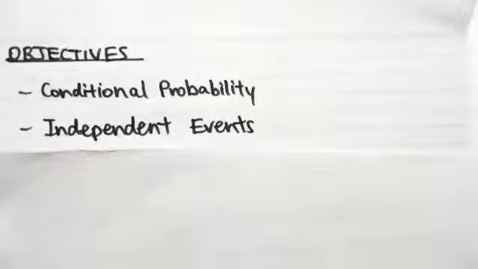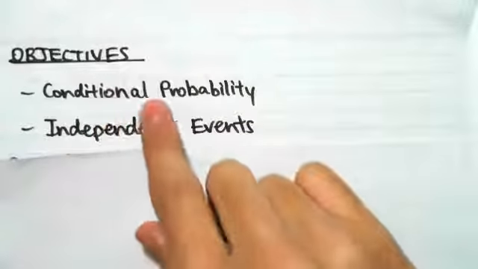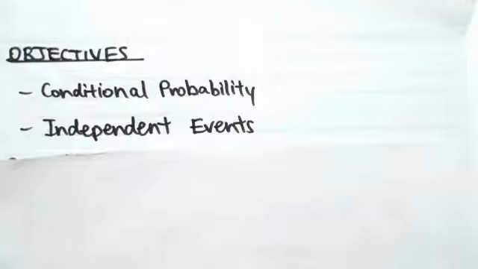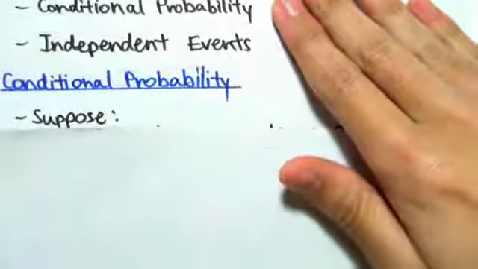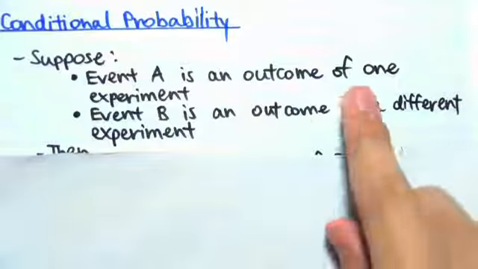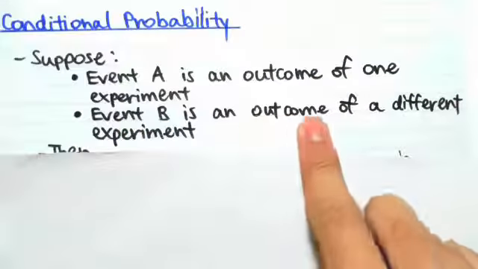Hey guys, the objective of this video is to go through conditional probability, and then afterwards we're going to look at independent events. Okay, so let's start with conditional probability. So suppose that we had two events. Event A is an outcome of one experiment, and event B is an outcome of a different experiment.